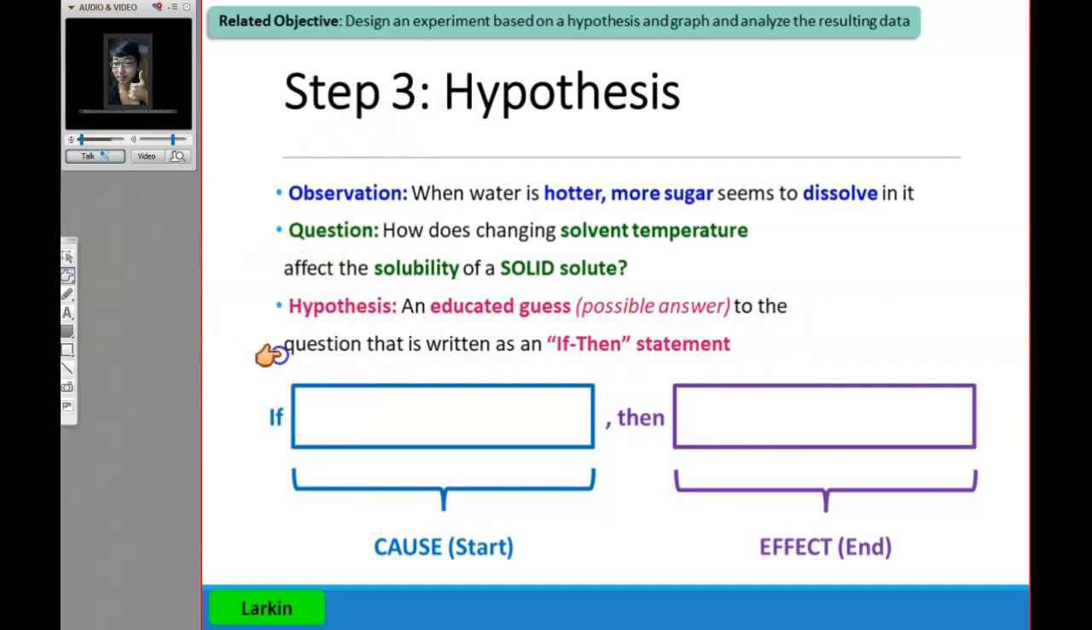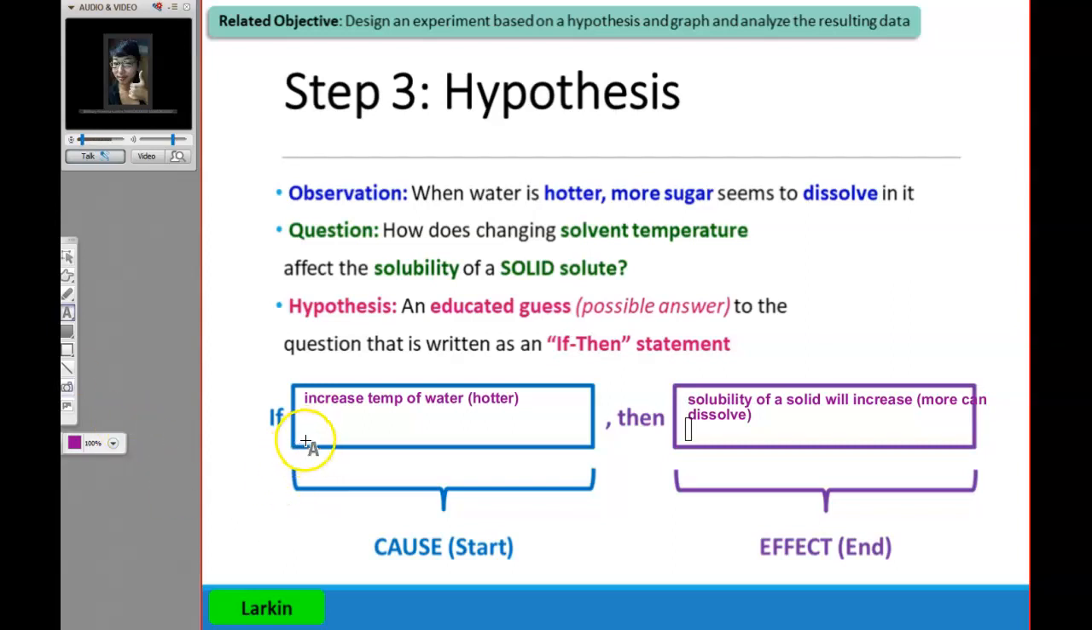So we've asked a question, now we're going to come up with a possible answer. If we increase the temperature of water so that it's hotter, what do you think is going to happen to the solubility, the amount of grams that we can dissolve of the solid solute in total? What is going to happen to the solubility of that solid solute? Yeah, it's going to increase. Then the solubility of a solid will increase, right? And you want to think about, so more can dissolve, right? Like our sugar in the hot water.